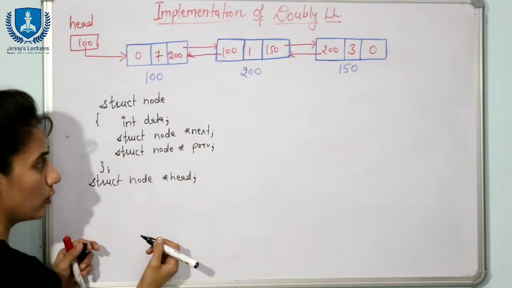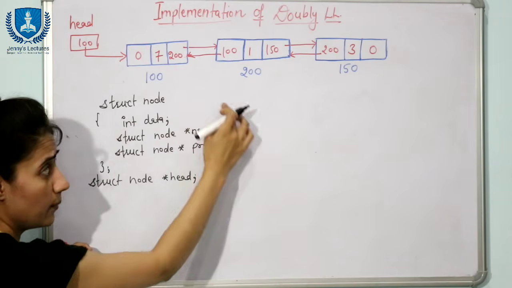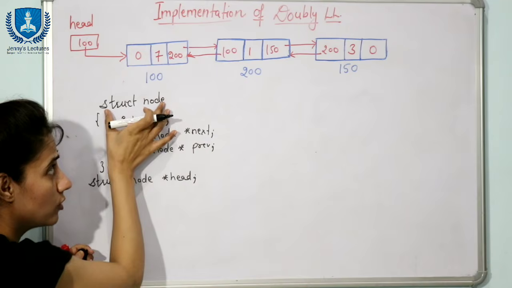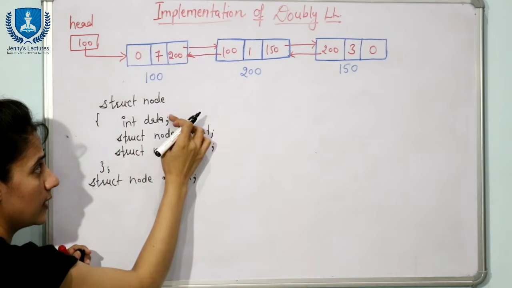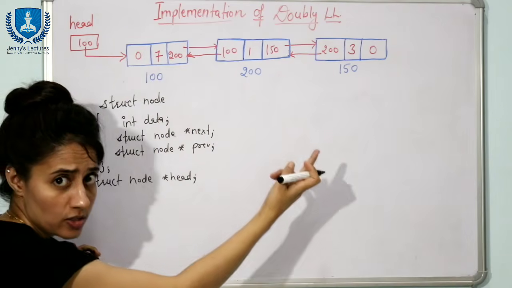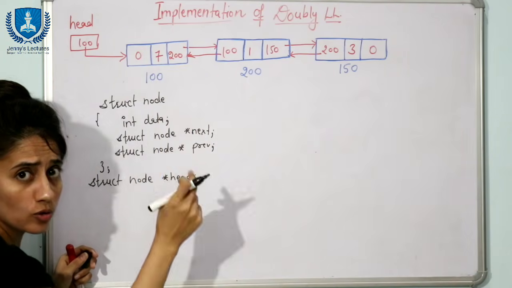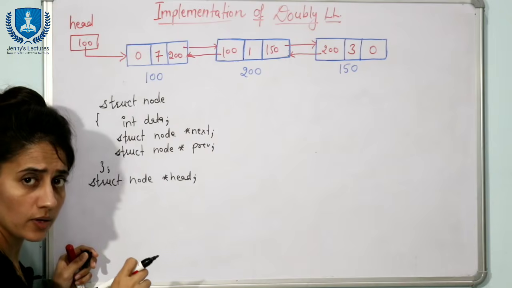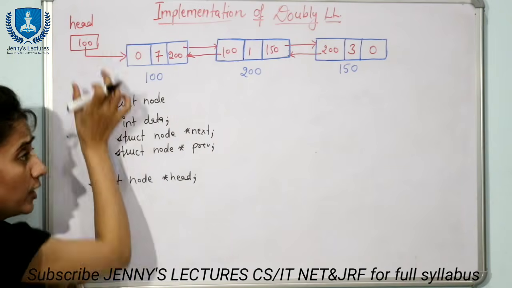So this is how we are going to represent a node of a doubly linked list. Data type is struct node. There are 3 parts of this node: data, one next pointer, and one previous pointer. The next pointer is going to store the address of the next node, and the previous pointer is going to store the address of the previous node, right? So now one head pointer is also there.